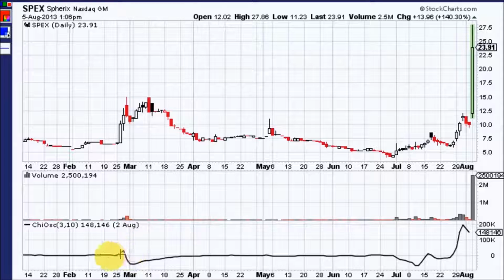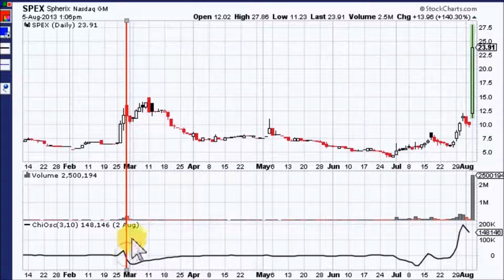But right here is where the Chaikin gave the sell signal. Okay, so in that case it wasn't the best one. Okay, then the stock pulls back almost 100%. Over here it's a little more. Volume starts coming in right here.